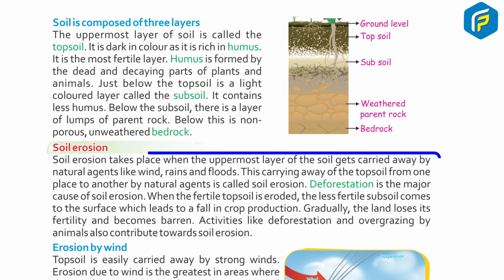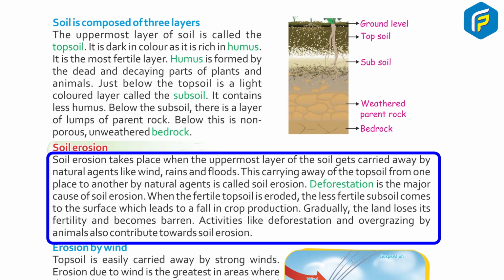Soil erosion. Soil erosion takes place when the uppermost layer of the soil gets carried away by natural agents like wind, rains, and floods. This carrying away of the topsoil from one place to another by natural agents is called soil erosion. Deforestation is the major cause of soil erosion.